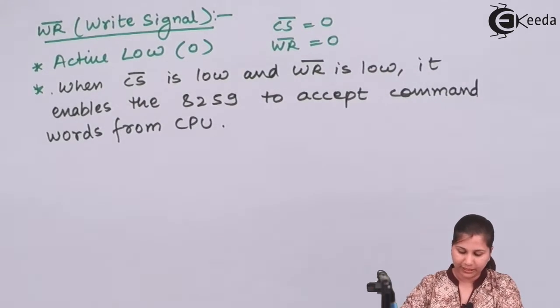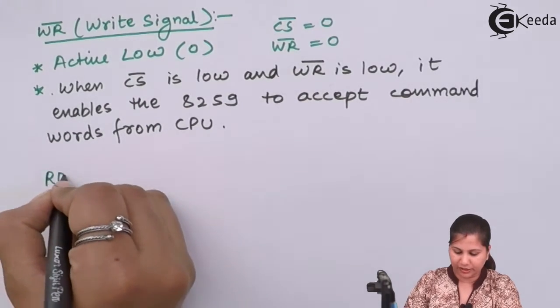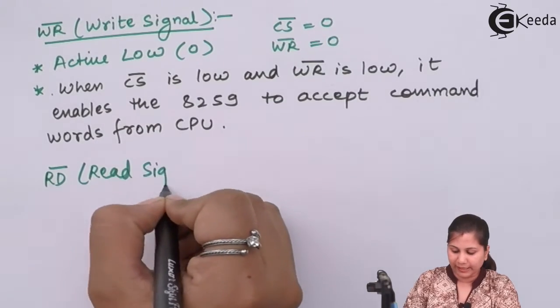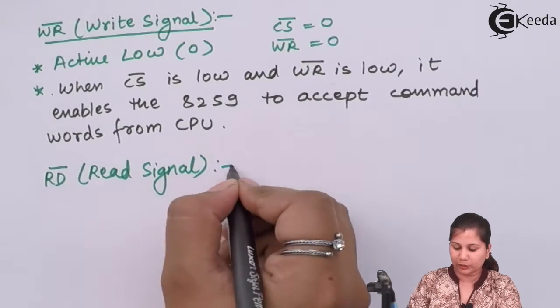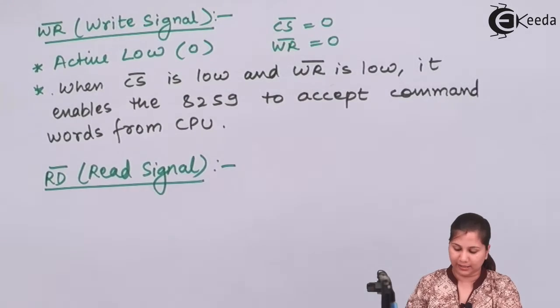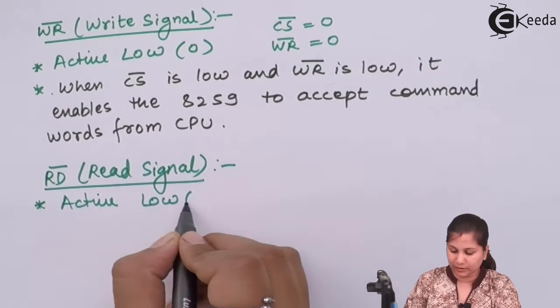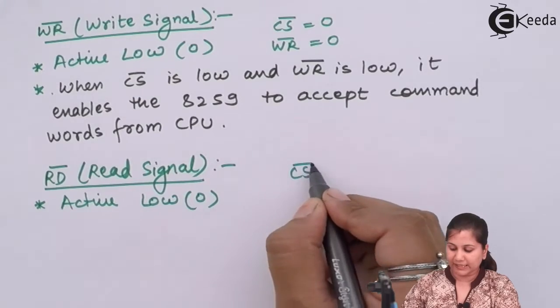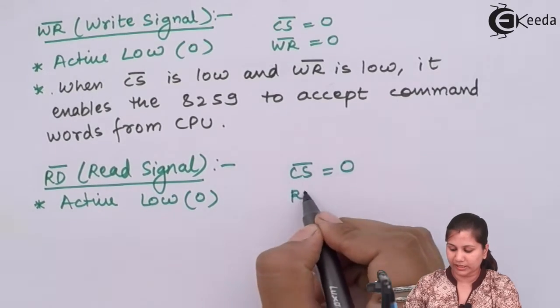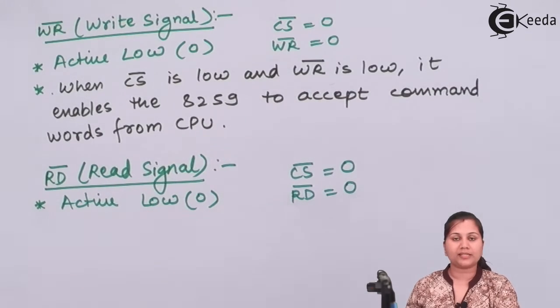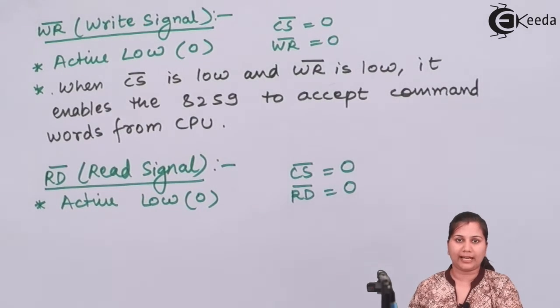Next we have the read signal, which is RD bar. This is the read signal. This signal is also an active low signal, so it will be active when its value is 0. Now again, when this chip select signal is 0 and also this read signal is 0, so read is activated, the microprocessor is going to read the status of the interrupts from the 8259 IC.